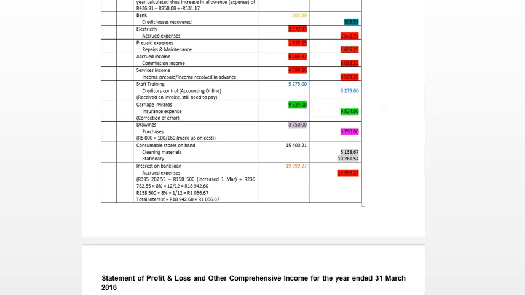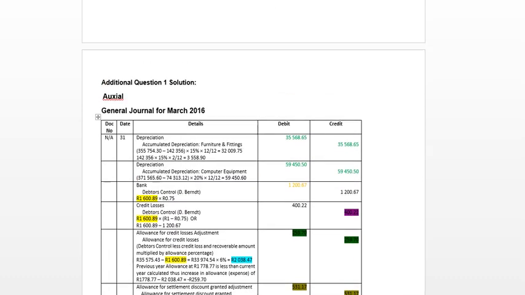He took it as drawings. Drawings increase on the debit side, so we're going to debit our drawings account by 3,750 Rand, and we're going to credit our purchases because we're using the periodic inventory system. In the periodic inventory system, you do not have inventory, you use purchases. We refer to stock as purchases, and purchases is an expense to you. So your purchases expense decreased by 3,750 Rand.